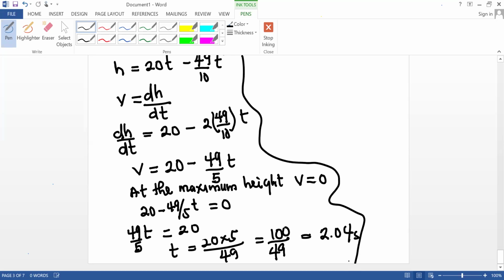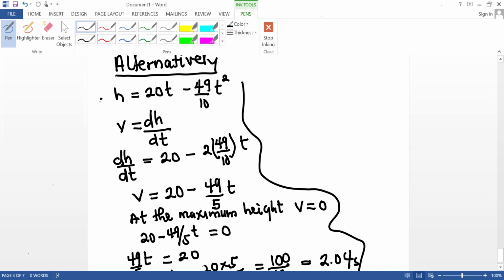If it will take this time to reach the maximum height, then come back to use this equation. Come back to use h is equal to 20t minus this. Substitute your value of t into this equation. So we have 20 times 2.04 minus 49 over 10, which is 4.9, times 2.04 squared.